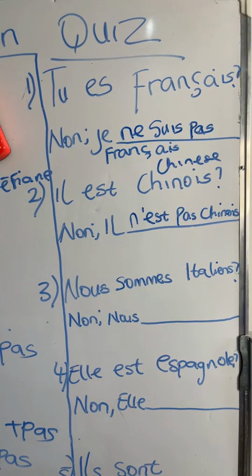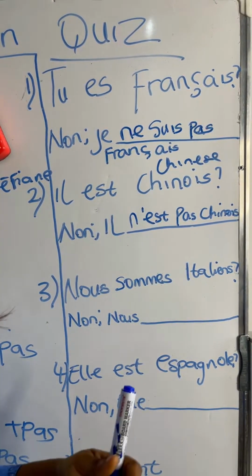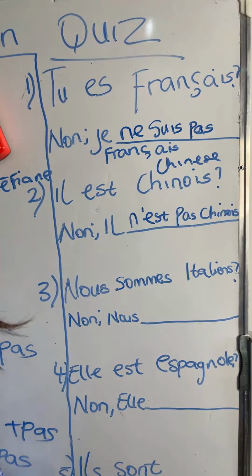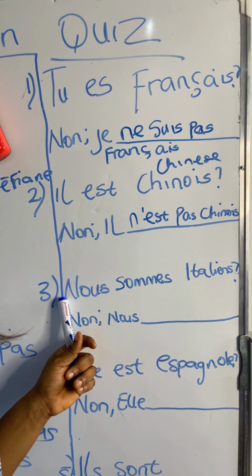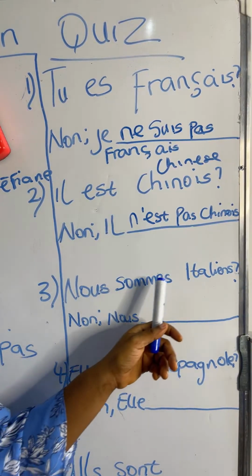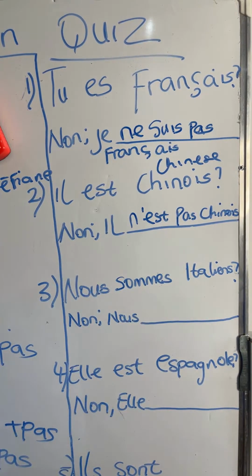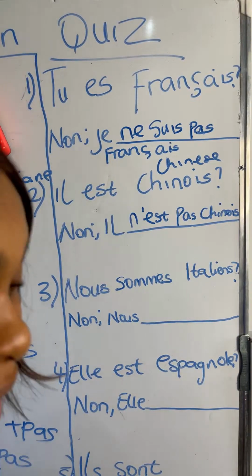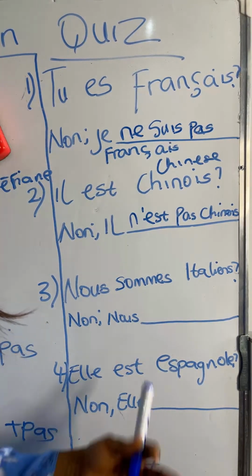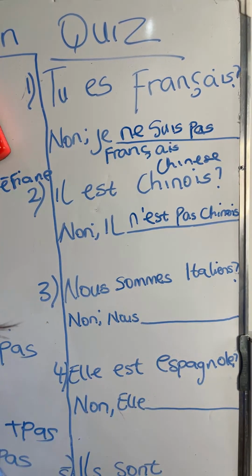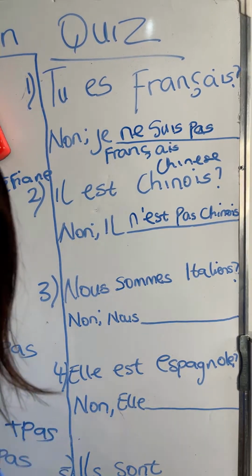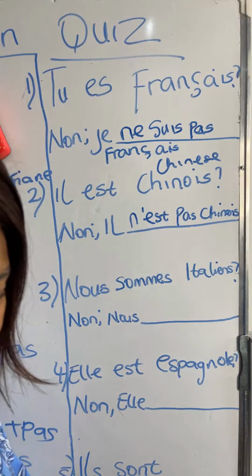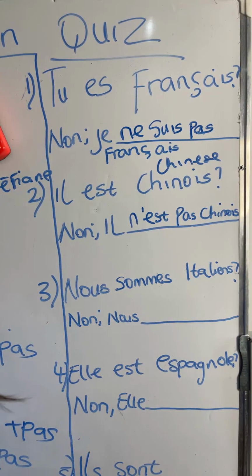Now the next one. "Nous sommes italiens." That's number 3 now. "Numéro 3. Nous sommes italiens." Meaning we are Italians. So how do you say no? We are not Italians. Okay, Faith. Okay, Faith, well done. Okay, Faith got that too.